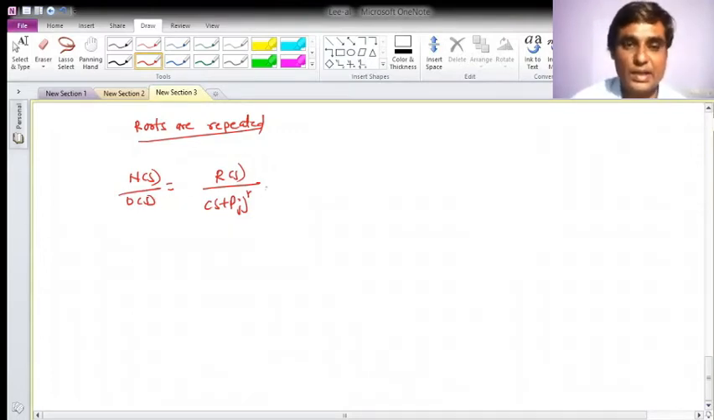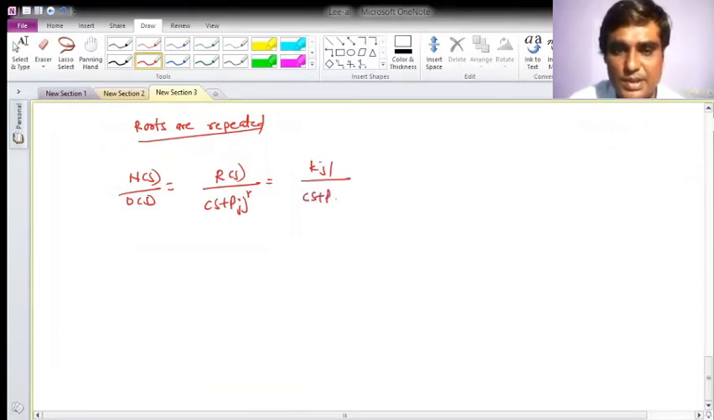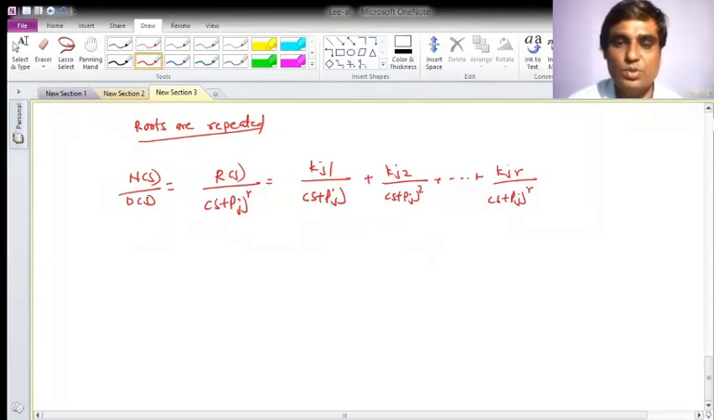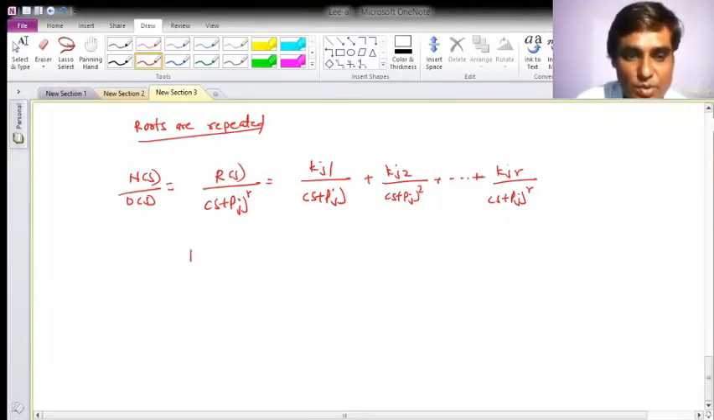Okay, and then I'll express this as kj1 over s plus pj plus kj2 over (s plus pj) squared. That way I can write, and I can go up to kjr upon (s plus pj) raised to r. And now I have to compute kj1, kj2, kjr, that are the residues. So how to compute? That is now the question. What can be done? You multiply (s plus pj) raised to r on both sides. So if I multiply, what will be on the left hand side?